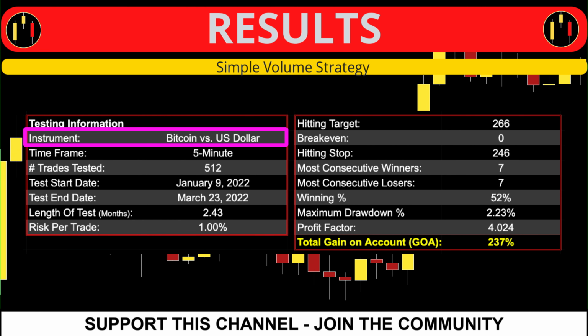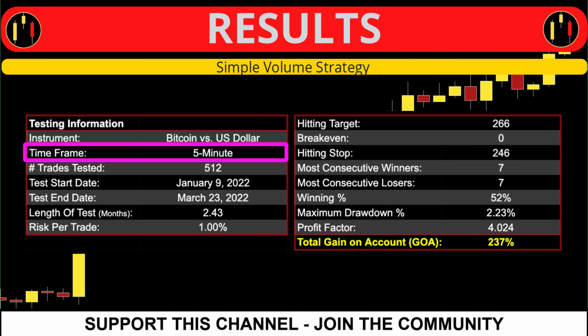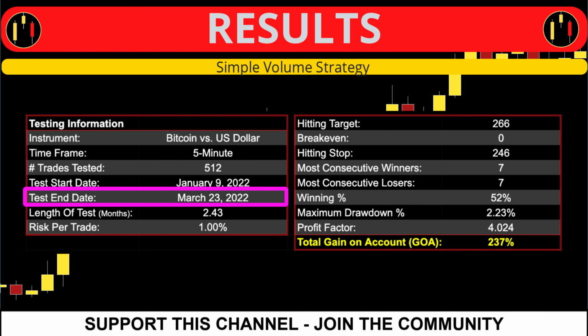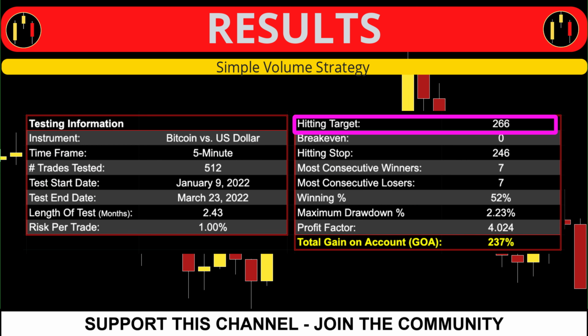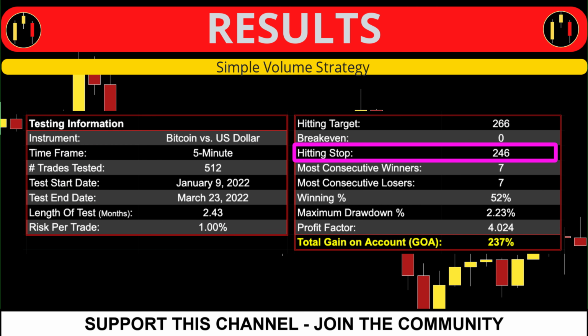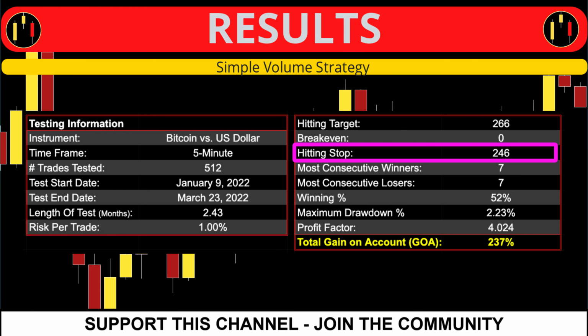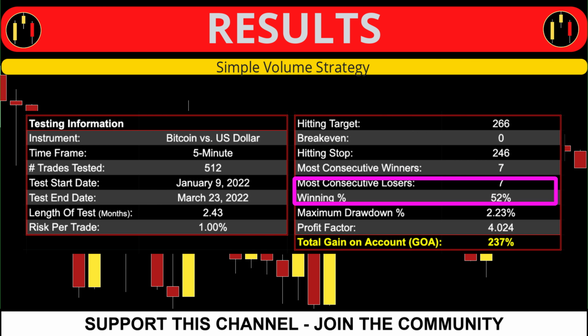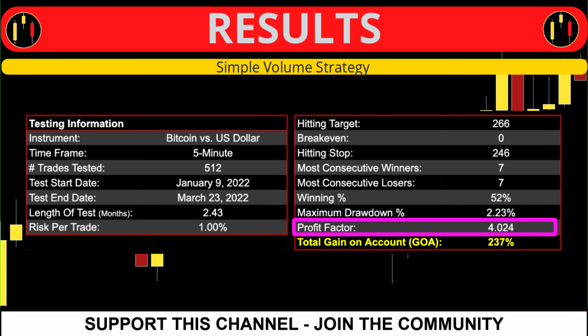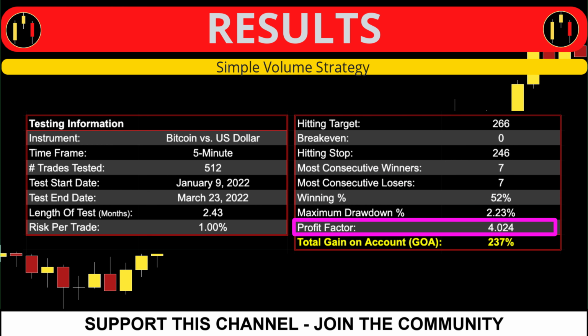This test was done on Bitcoin versus the US dollar, 5-minute Heikin Ashi candles. It took about 10 weeks to execute the simulation. 266 were closed in profit compared to 246 that were losses. The most consecutive winners and losers came in at 7. This dataset provided the second highest profit factor tested thus far, at 4.